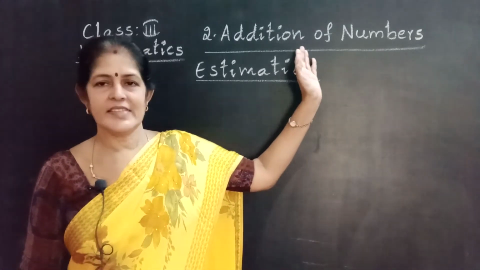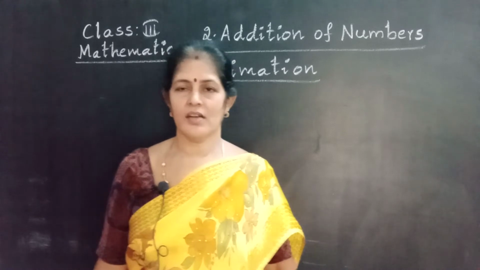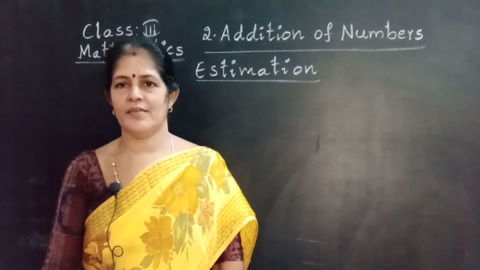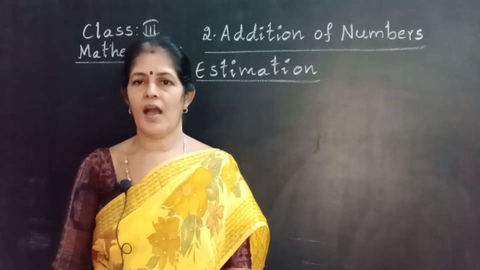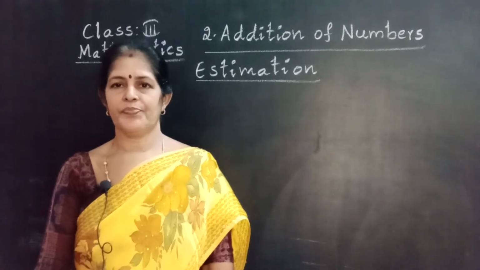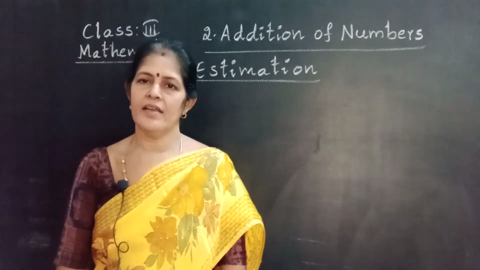Continuation of the second chapter, addition of numbers. In this chapter, you learnt addition facts. That means rules in the addition. When we add 0 to a number or a number to 0, we get the same answer. 0 means nothing. That's why we get the same number in the result.